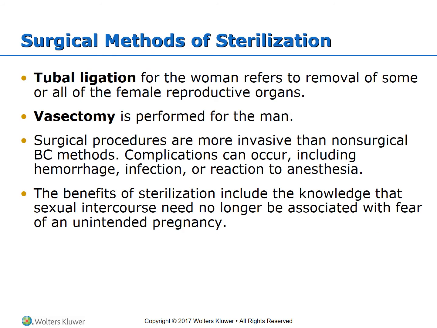So tubal ligation is for the woman, and refers to removal of some or all of the female reproductive organs, whereas vasectomy is performed for the man. Like I said, surgical procedures are more invasive than non-surgical birth control methods because complications can occur, including hemorrhage, infection, or reactions to anesthesia. The benefits of sterilization include the knowledge that sexual intercourse need no longer be associated with the fear of an unintended pregnancy. The disadvantage, though, is the possibility of future life changes.